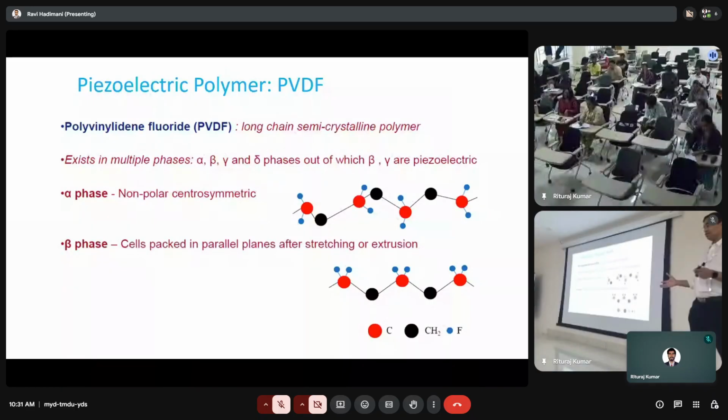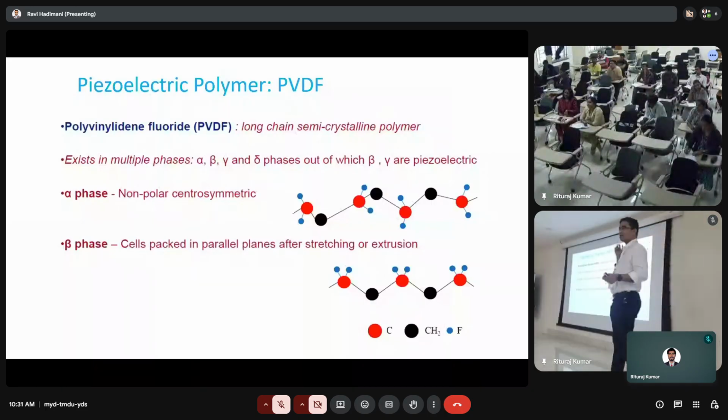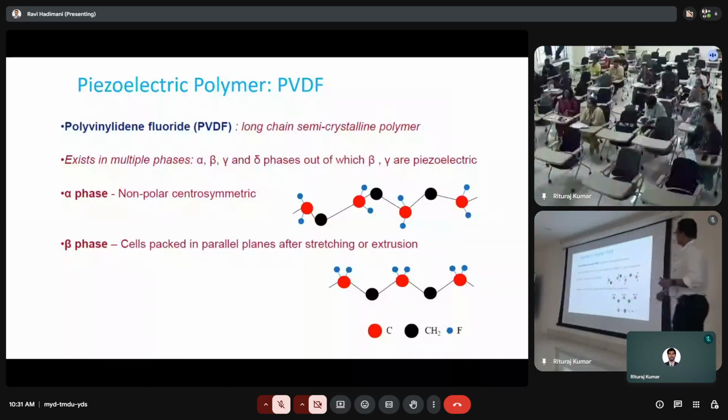But for other applications as actuators, it's great. For transducers, for ultrasound, or even sensing, amazing. Okay, so those are the applications.